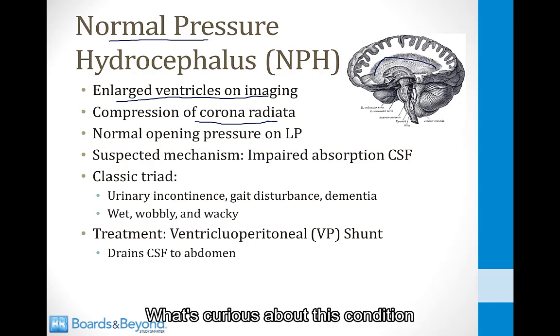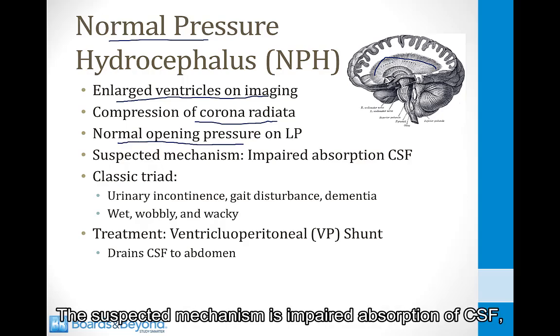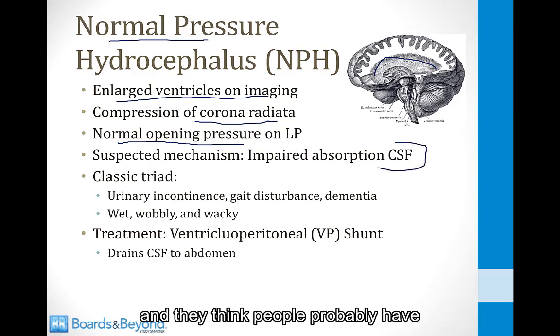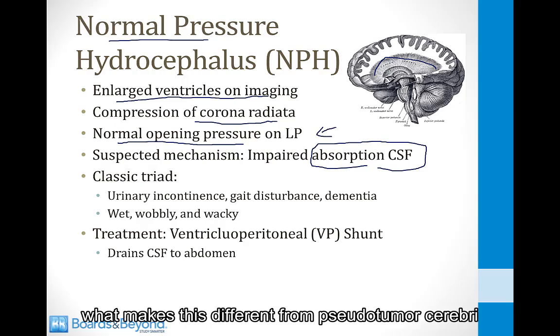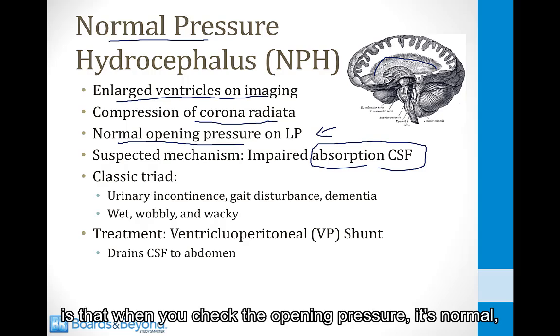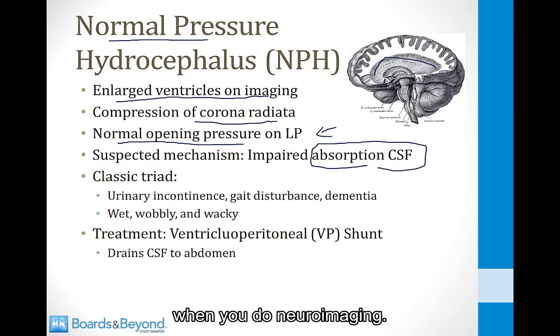What's curious about this condition is when you do a spinal tap and check their opening pressure, it will be normal. The suspected mechanism is impaired absorption of CSF, and they think people probably have intermittent high pressure in the brain, but it's just not high all the time, and it's hard to detect on spinal tap. But regardless, what makes this different from pseudotumor cerebri is that when you check the opening pressure, it's normal. Nevertheless, they have these very large ventricles when you do neuroimaging.